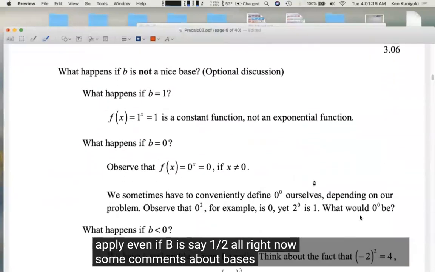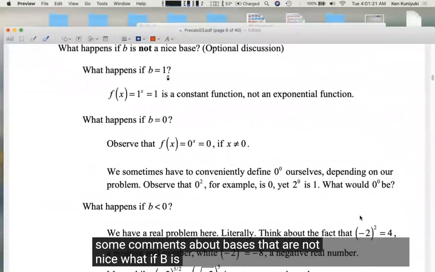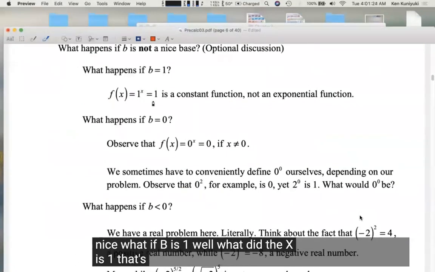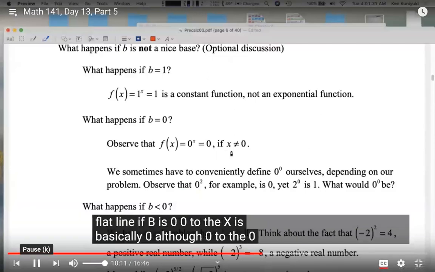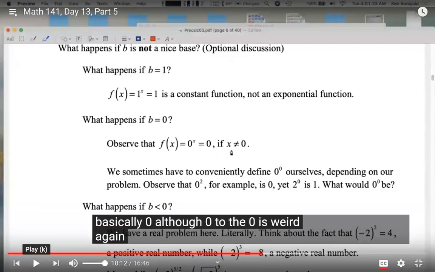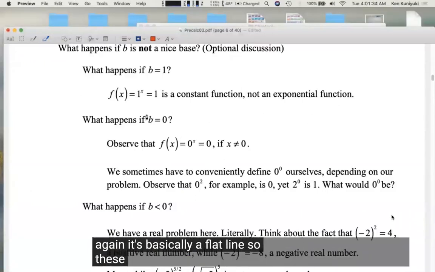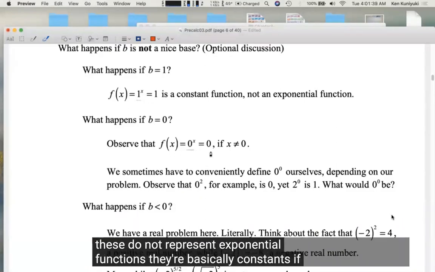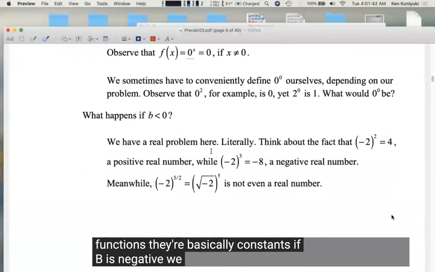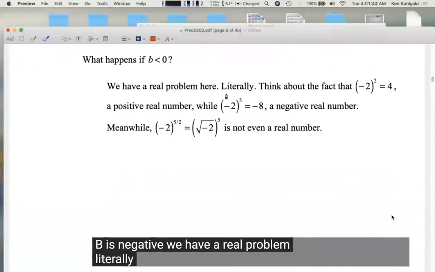Now some comments about bases that are not nice. What if b is 1? Well, 1 to the x is 1. That's just a constant. That's a flat line. If b is 0, 0 to the x is basically 0, although 0 to the 0 is weird. I should have said when x is positive, because as I'll say in a later video, you've got a problem if you have x being -1. Again, it's basically a flat line. So these do not represent exponential functions. They're basically constants.